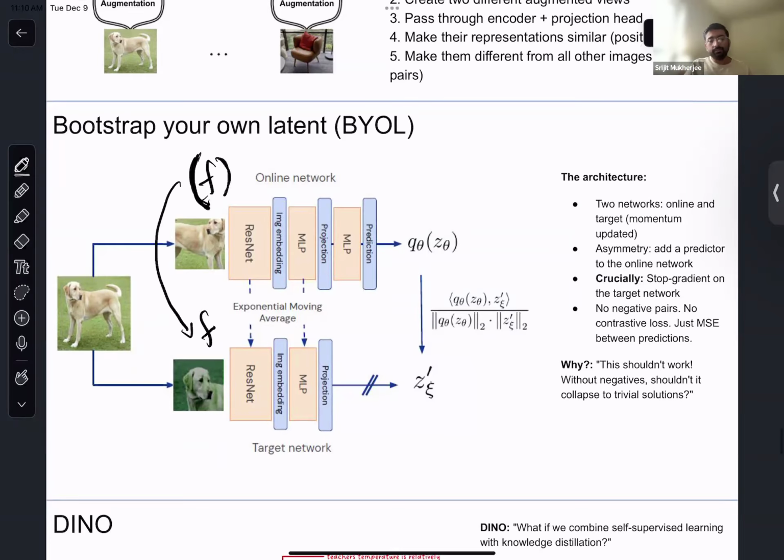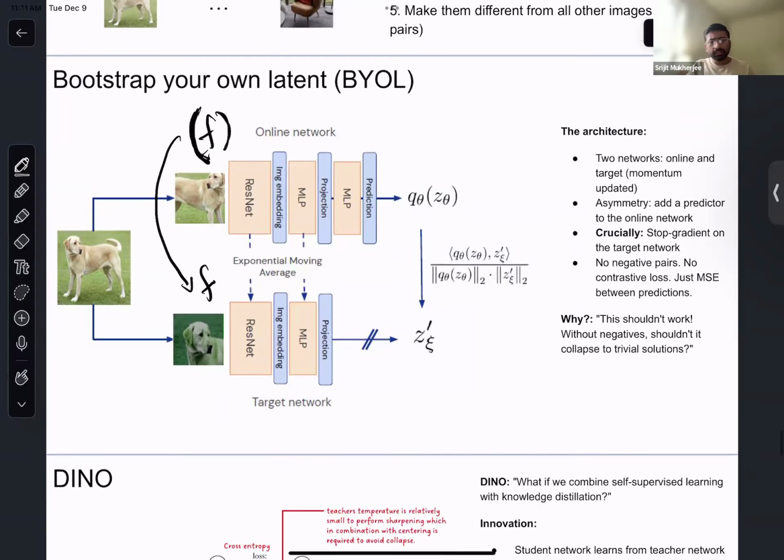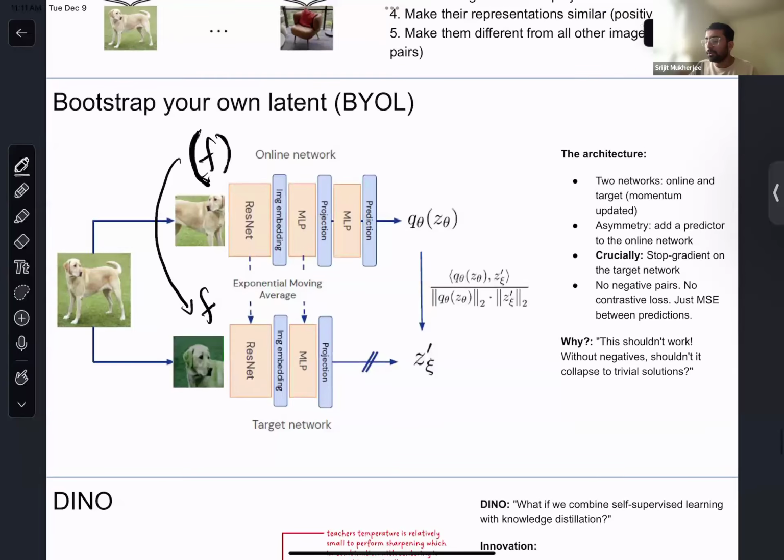So how did they do that? I will come to that. But one more important idea is that in this target network, the gradients are not updated. It's kind of fixed, a delayed version of the student network. Now, why is this important?